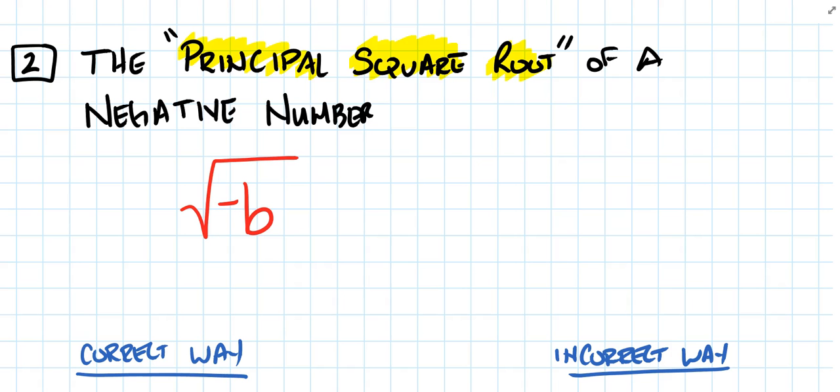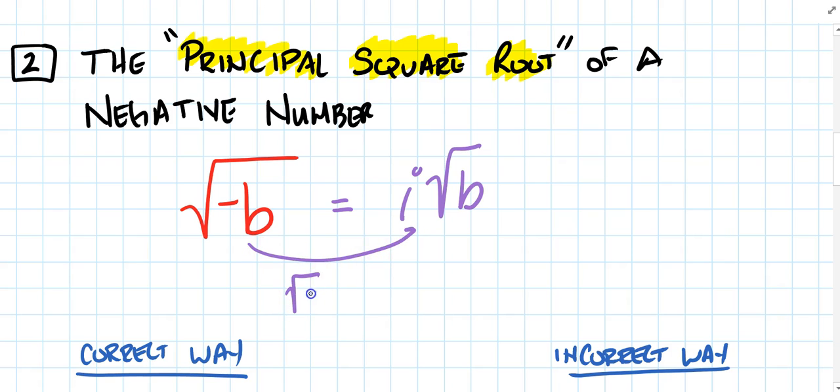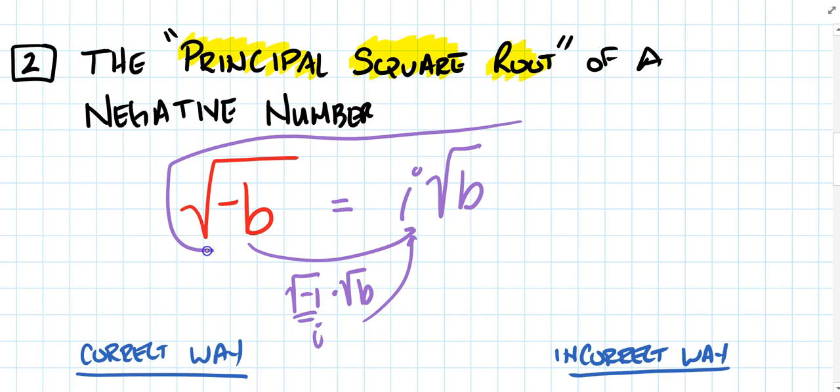Okay, this idea leads us into box 2, where we're going to be talking about what's known as the principal square root of a negative number. So for us in this class, the way that we're going to describe this is the square root of negative b is going to be i times the square root of b. That's how we're going to write this. Now the way that I get there is by taking the square root of negative 1 multiplied by the square root of b, and the square root of negative 1 of course is i, and that's how we get i radical b. This part only is called the principal square root.